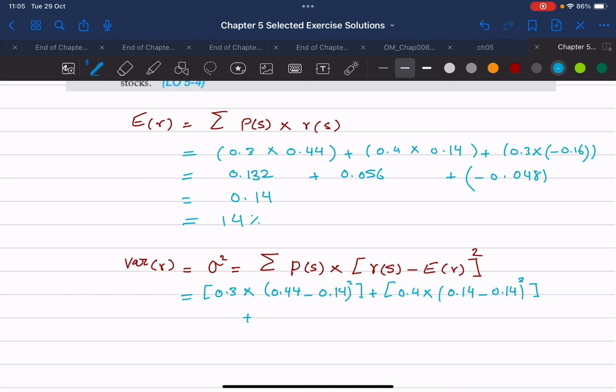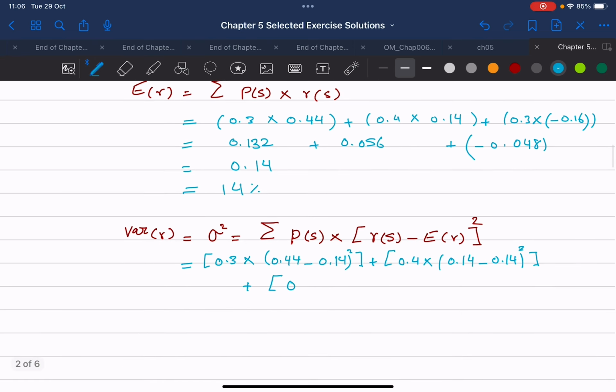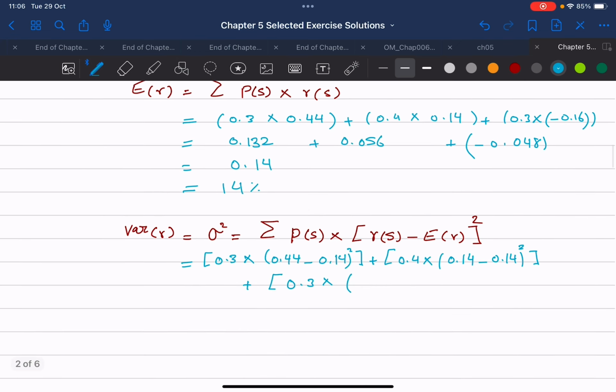Plus, I'm going to have to move the rest of the calculation to the following line. We open the last brackets. The recession scenario had a probability of 0.3. So that's going to be 0.3 multiplied by, we open a bracket. The holding period return for the last scenario was minus 16%. So that's going to be minus 0.16 minus 0.14, which is our expected return, to the power of 2, and we close the bracket.